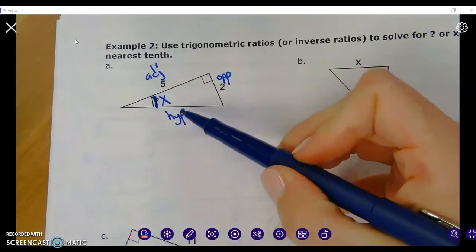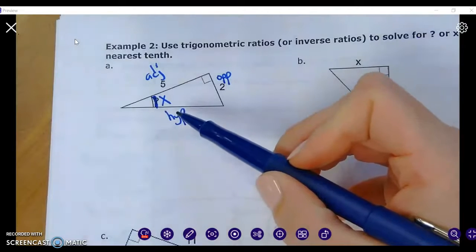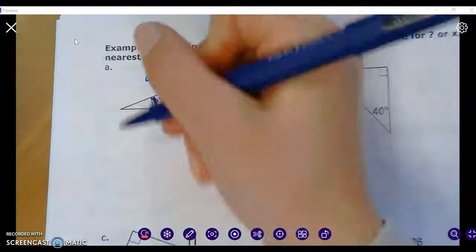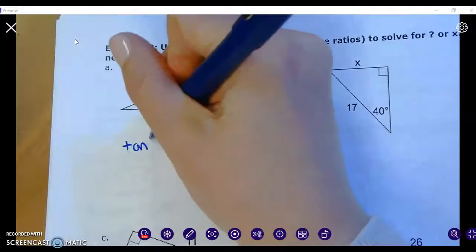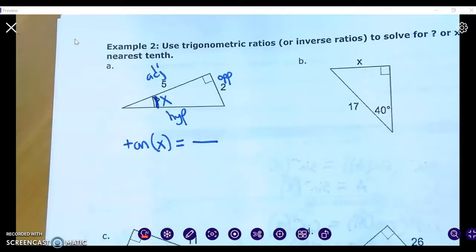Okay, so this is blank, so we cannot use hypotenuse. So what are we left with? Okay, so then you're going to take tan of your unknown angle equals your fraction.